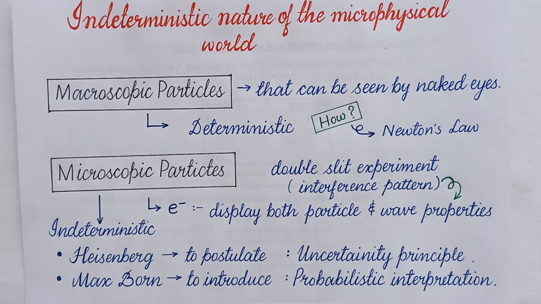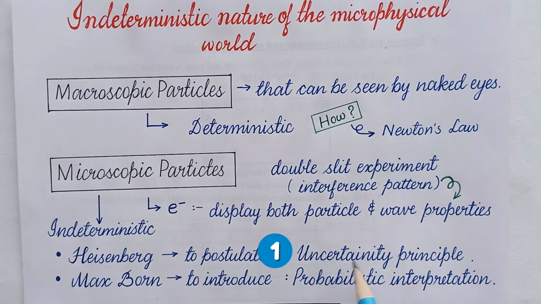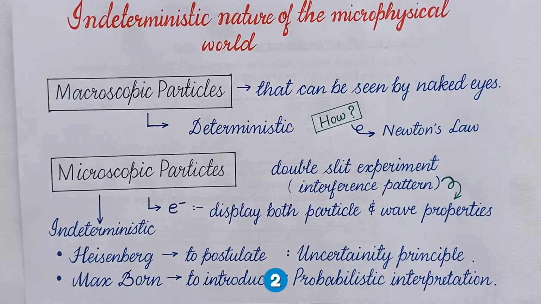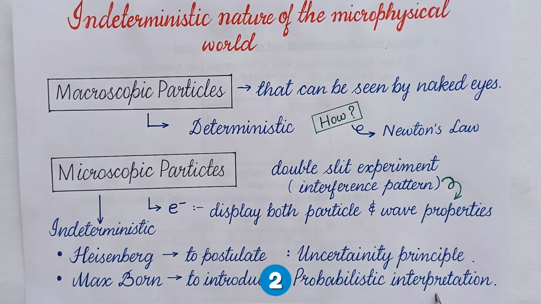So this video is further divided into two parts. Number 1, Heisenberg uncertainty principle, and number 2, probabilistic interpretation.